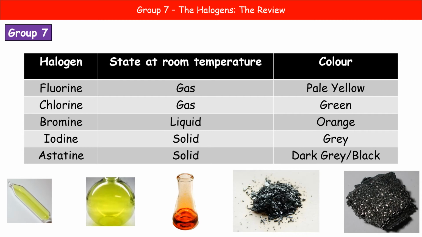One of their favourite questions is asking you about what their colour and state at room temperature is. So fluorine and chlorine are both gases. Fluorine is pale yellow and chlorine is green. Bromine is the only liquid and it's orange in colour. Iodine and astatine are both solids, with iodine being a grey colour and astatine is a very dark grey, almost black colour. So make sure you do remember their states and their colours.